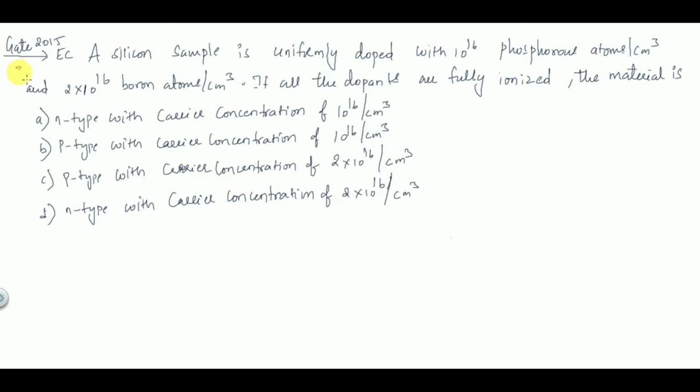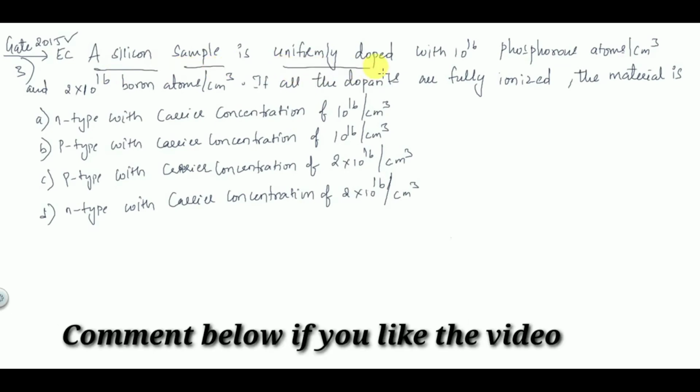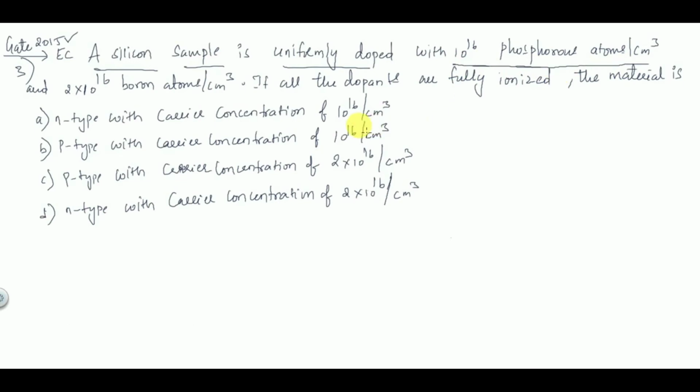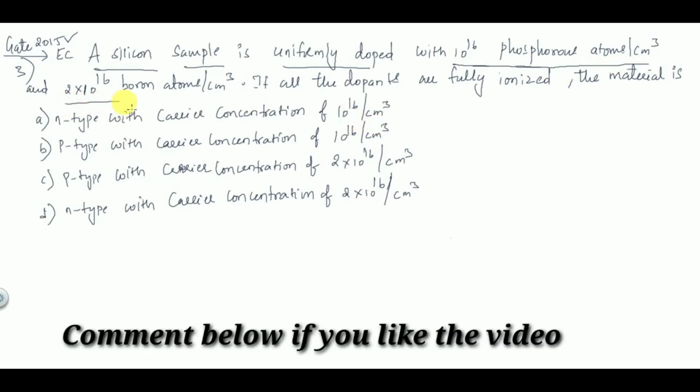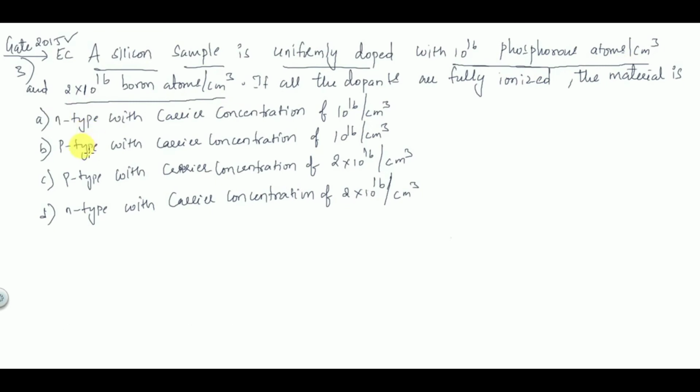Next we'll see the third problem, which was asked in GATE 2015 for the electronics and communication branch. In this question, a silicon sample is uniformly doped with 10 to the power of 16 phosphorus atoms per cubic centimeter and 2 into 10 to the power of 16 boron atoms per cubic centimeter. If all the dopants are fully ionized, then the material is. It's just a conceptual question.